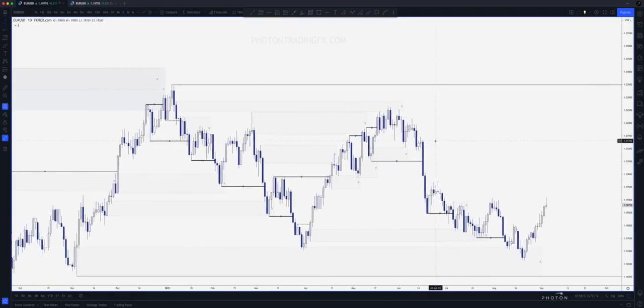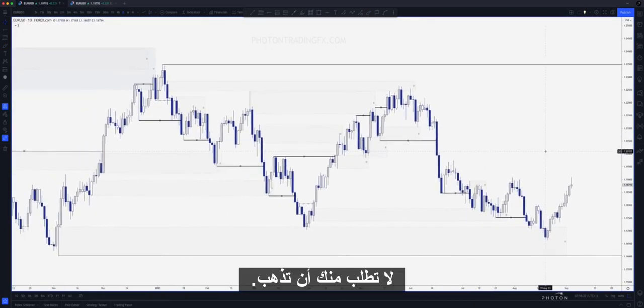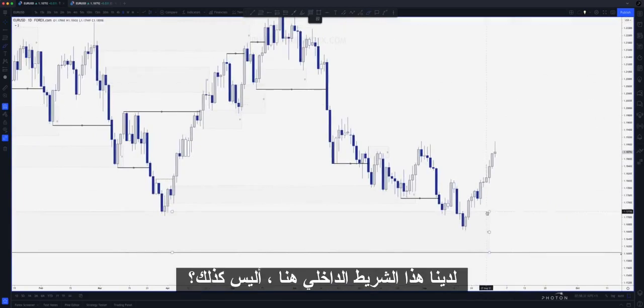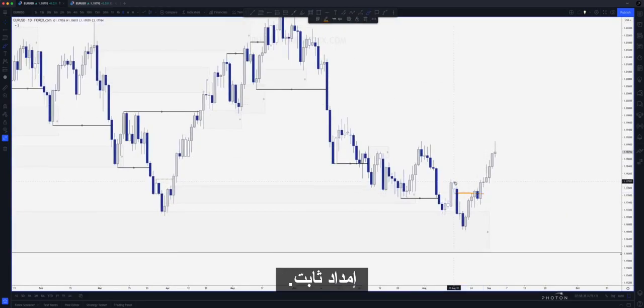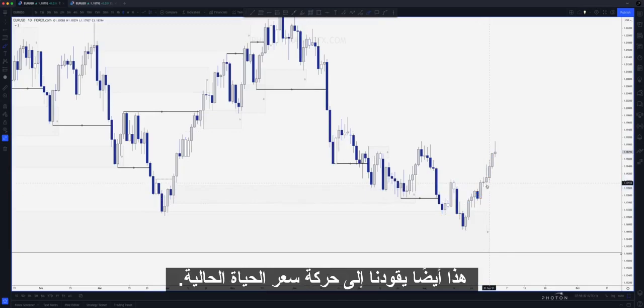I don't want to go through every single candle. There's obviously a lot more in here that I haven't drawn on. I don't want this video to go on for hours. But even looking at the more recent price action, what did we have? We had this inside bar here, this steady supply. It took out this low here. Price came into it. It reacted and it pushed up through. So that's obviously bringing us to the current live price action.